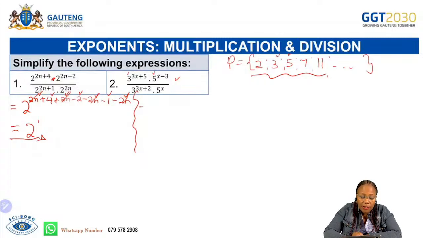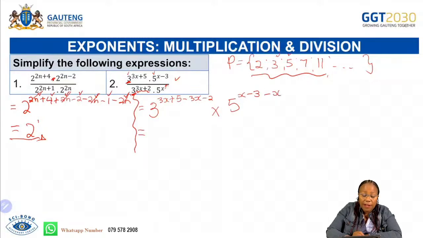Take the first base. This will be equal to base 3. Now we consider the base 3 only first. That will be 3x plus 5 on top. And then the one below here, when they come up, it will be minus 3x minus 2. Then you go to the next base, which is 5. And then base 5 on top is having exponent x minus 3. And then this x, when it moves up there, it will be minus x.